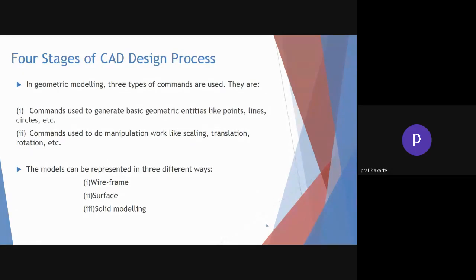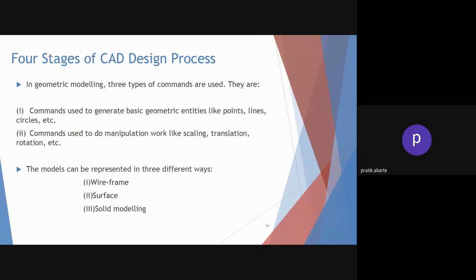Then the second type of commands is for manipulation, like transformations such as scaling, translation and rotation. And the models can be represented in three ways: wireframe, surface and solid modeling.